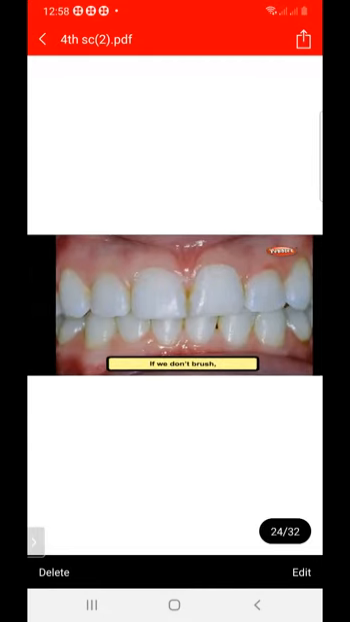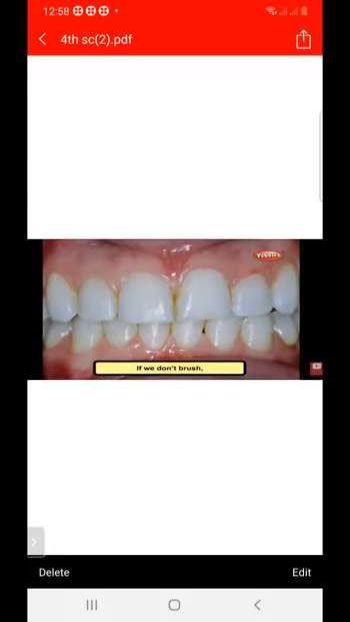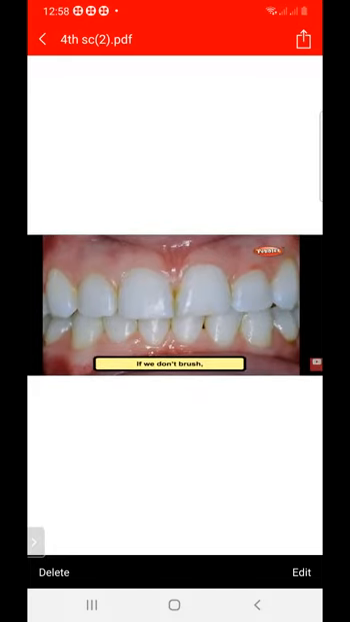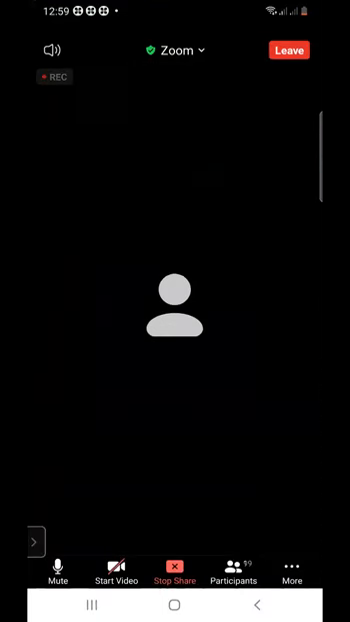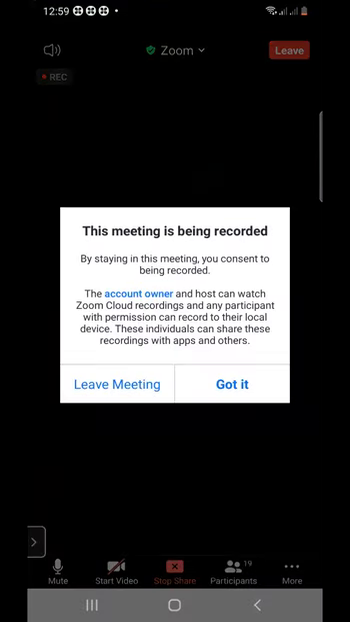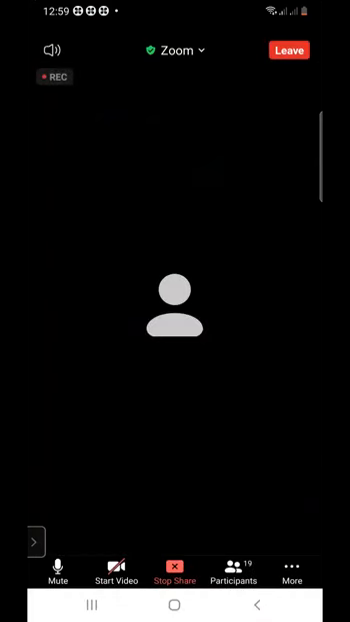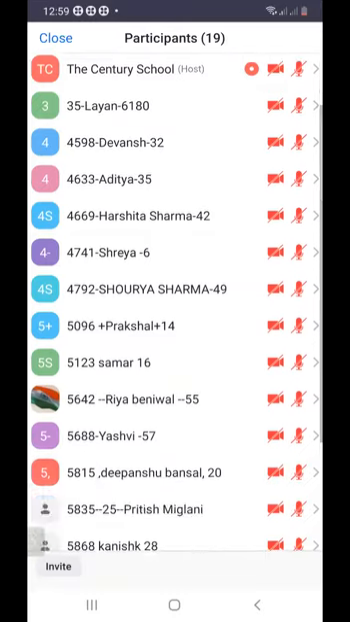If we don't brush regularly, अगर हम brush नहीं करते तो ये yellow covering बन जाती है. And this yellow covering is due to the bacteria. So you have to remember why this bacterial infection occurs. If you have any query regarding this topic, you can ask.